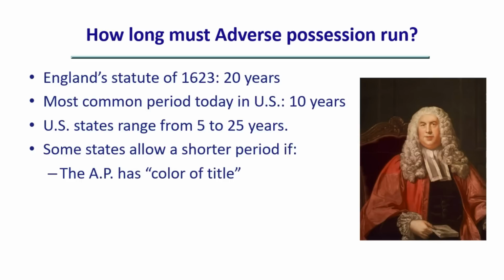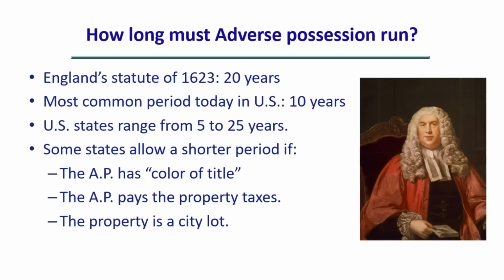First, if the adverse possessor has color of title. Remember, that's a deed or other document that appears to give the adverse possessor ownership of the land, but the deed or other document is defective. Well, it may be defective, but it may allow them to use a shorter period to establish their title by adverse possession. Second, some states say if the adverse possessor pays the property taxes, they get a shorter period. Third, there are a few states that say if the property is a city lot rather than being acreage out in the countryside, they get a shorter period to establish adverse possession. Finally, a few states say if the adverse possessor fences or encloses the land, they'll have a shorter period to establish their possession. So all of these are variations on some basic period that will be found in the state's statutes.